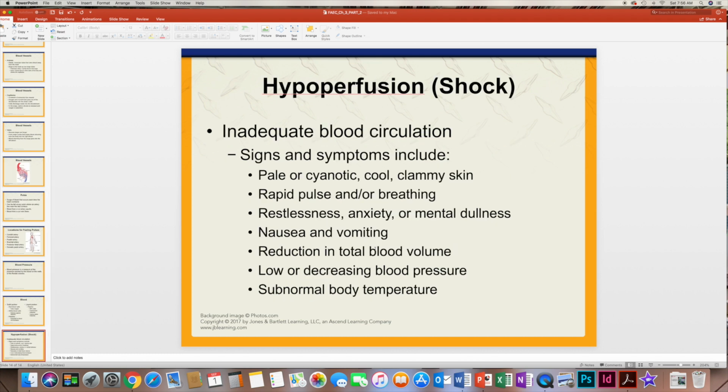And then one other thing you need to understand is when there's not good blood circulation, a person can go into shock. This is called hypoperfusion. Signs and symptoms would be that they're pale or turning blue, their skin is clammy and cold, they may have a very fast pulse and breathing rate, they're restless, anxious, may have nausea and vomiting, and they have low blood pressure, volume, and temperature. So that is it for understanding the circulatory system.